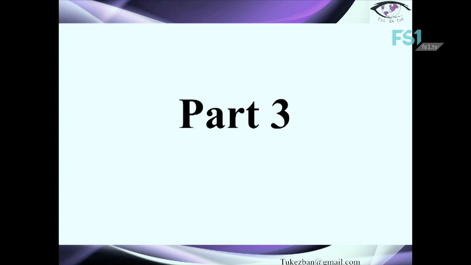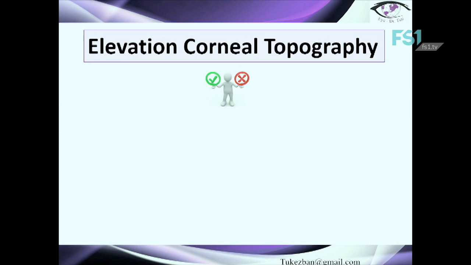Let me remind you that this topic is, in general, compact information about the cornea as a refractive medium, which means what kind of information we have to pay attention to when we consider the cornea for any refractive surgeries. So let's get started. We begin with elevation corneal topography.